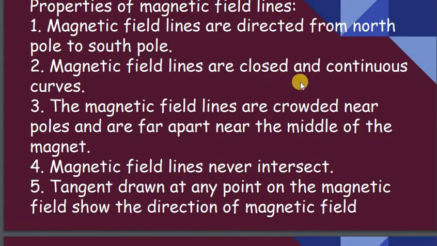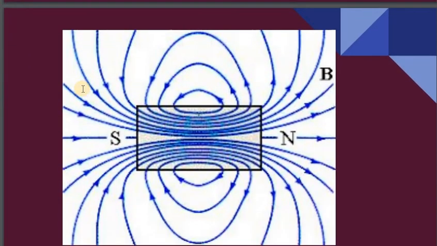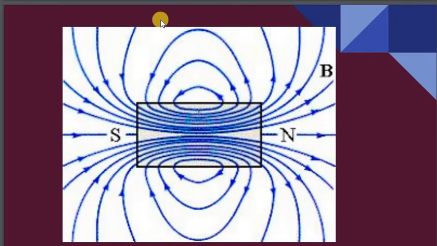The magnetic field lines are closed and continuous curves. So there is no break. It is a continuous line and it is forming a closed loop.